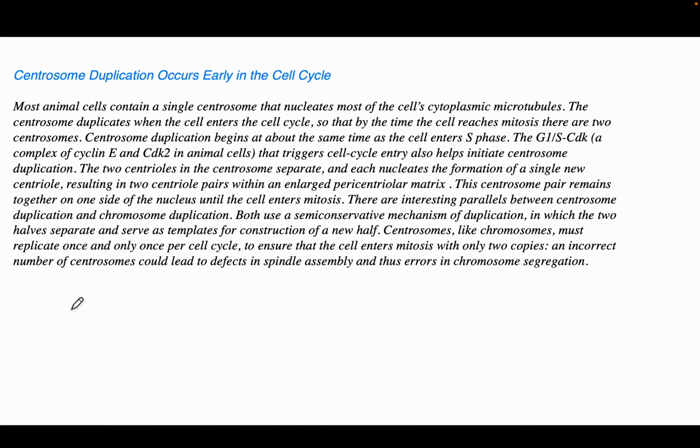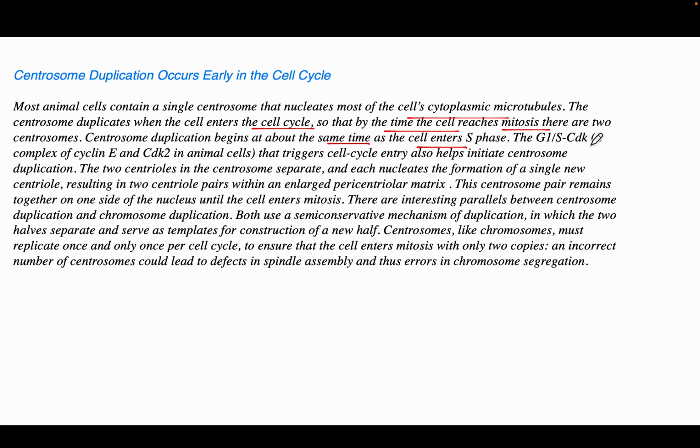So now we'll discuss a little bit regarding centrosome duplication, which occurs early in the cell cycle. Most animal cells contain a single centrosome that nucleates most of the cytoplasmic microtubules that we have seen. This centrosome duplicates when the cell enters the cell cycle, so that by the time the cell reaches mitosis, there are two centrosomes. Centrosome duplication begins at about the same time as the cell enters the S phase.